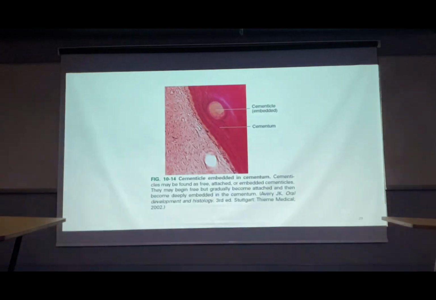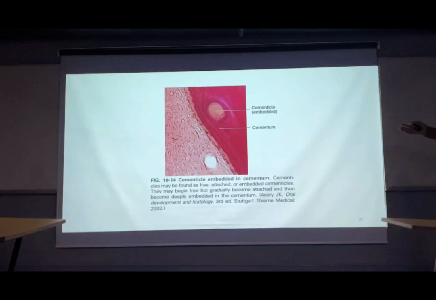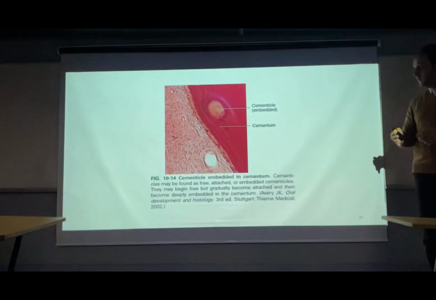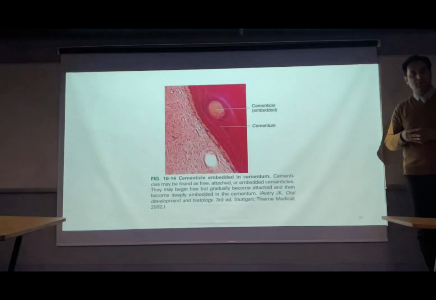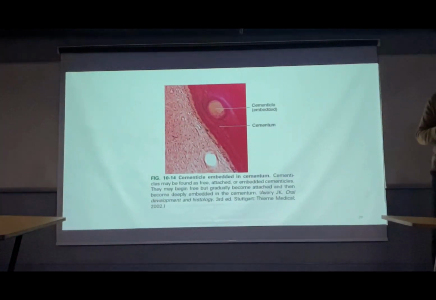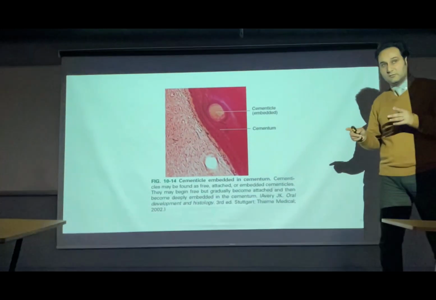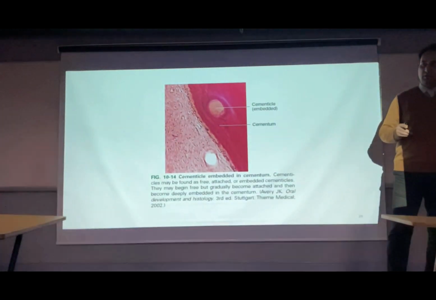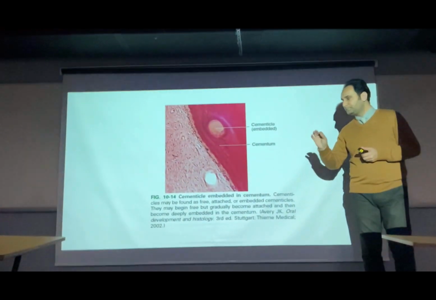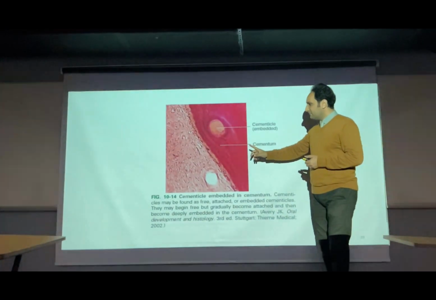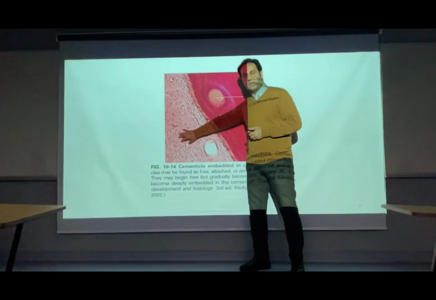We have cementicles, like denticles. Denticles are present in the pulp structure. Remember those denticles. Here we have cementicles, structures of cementum normally present in the periodontal ligament. Cementicles are present in the periodontal ligament. Denticles are present in the pulp. And normally the cementicles are present on these sides, in the periodontal ligament.